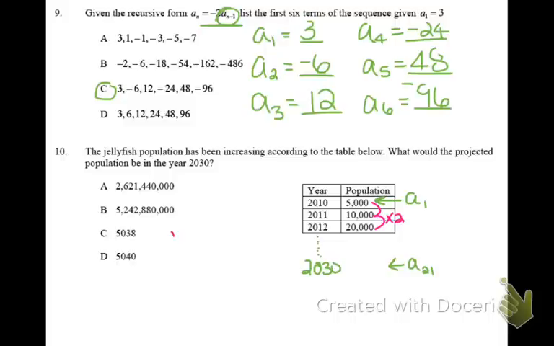So I have my formula for the geometric, and we're trying to find the 21st term. My first term is 5,000. My common ratio is 2. And then n was 21, so it's 21 minus 1. And then we can go ahead and evaluate that out. So that's 5,000 times 2 to the 20th power. And that gives us this large number.